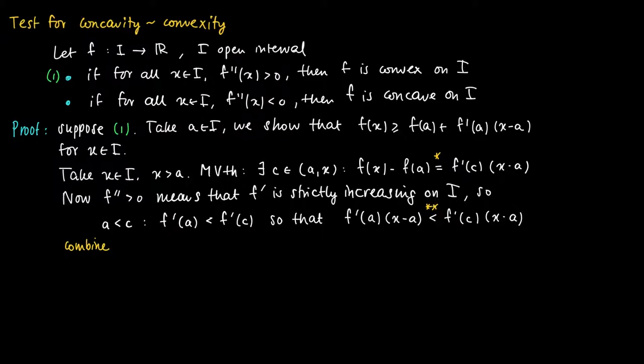Now we combine both equations, star and double star. Then we see that f(a) plus f prime(a), the derivative in a, times (x minus a), is smaller. Here we use the double star. It's smaller than f(a) plus the derivative in c times (x minus a). And now we use the single star equality, and this one equals f(x). So what it says is f(x) is larger than f(a) plus f prime(a) times (x minus a).